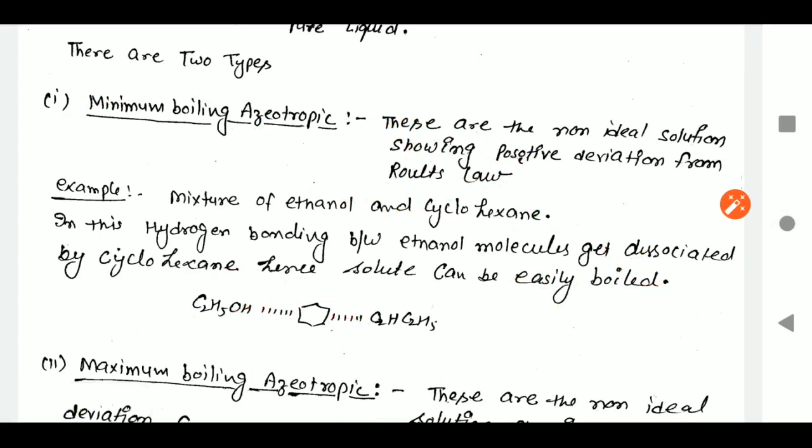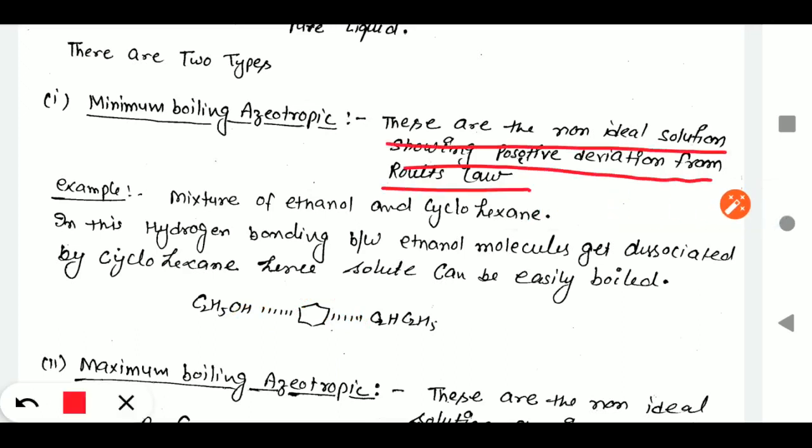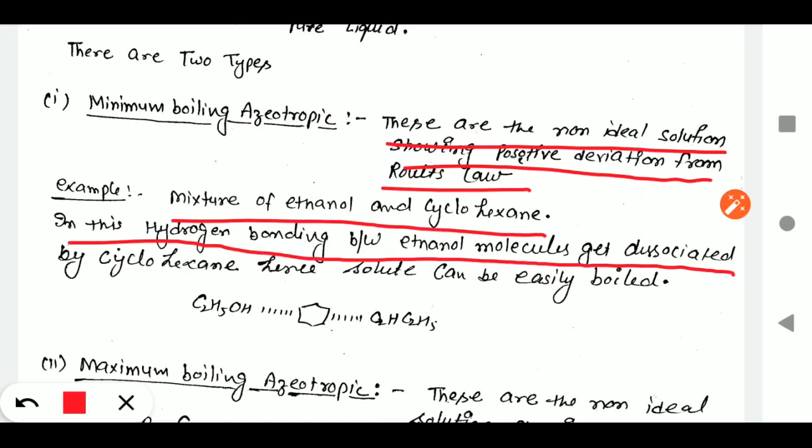As you are looking in the diagram, these are non-ideal solutions showing positive deviation from Raoult's law. Example, a mixture of ethanol and cyclohexane. In this, hydrogen bonding between ethanol molecules gets dissociated by cyclohexane. Hence, the mixture can be easily boiled, not the solute.